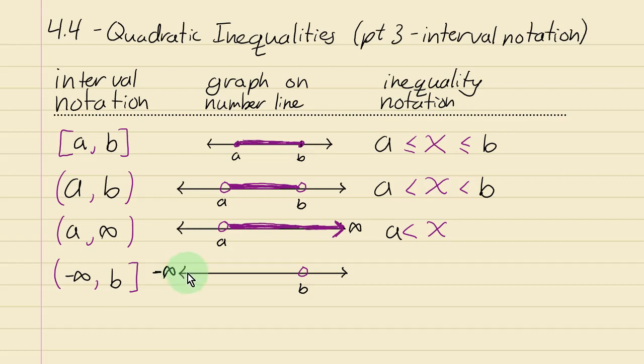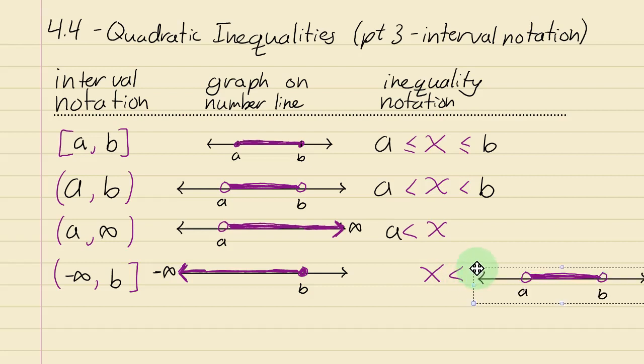It would include everything to the left of b, but because this is a square bracket, it should include b itself as well. So it includes b, so you make a solid dot to show that, and also shade everything between there and negative infinity, like so. And how would you write this as an inequality? You just say that x is less than or equal to b.